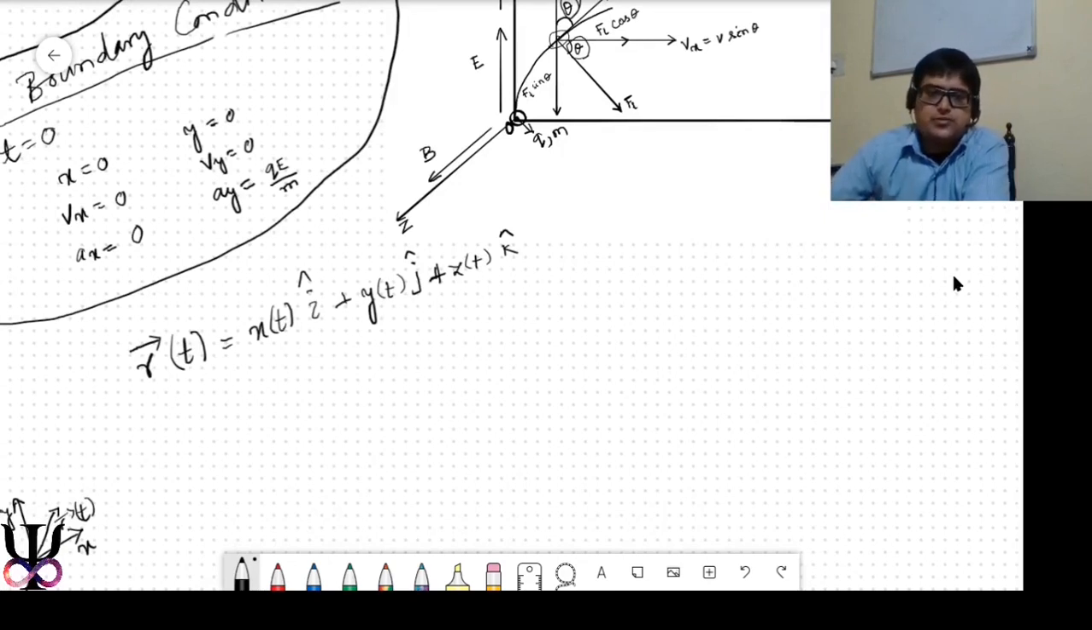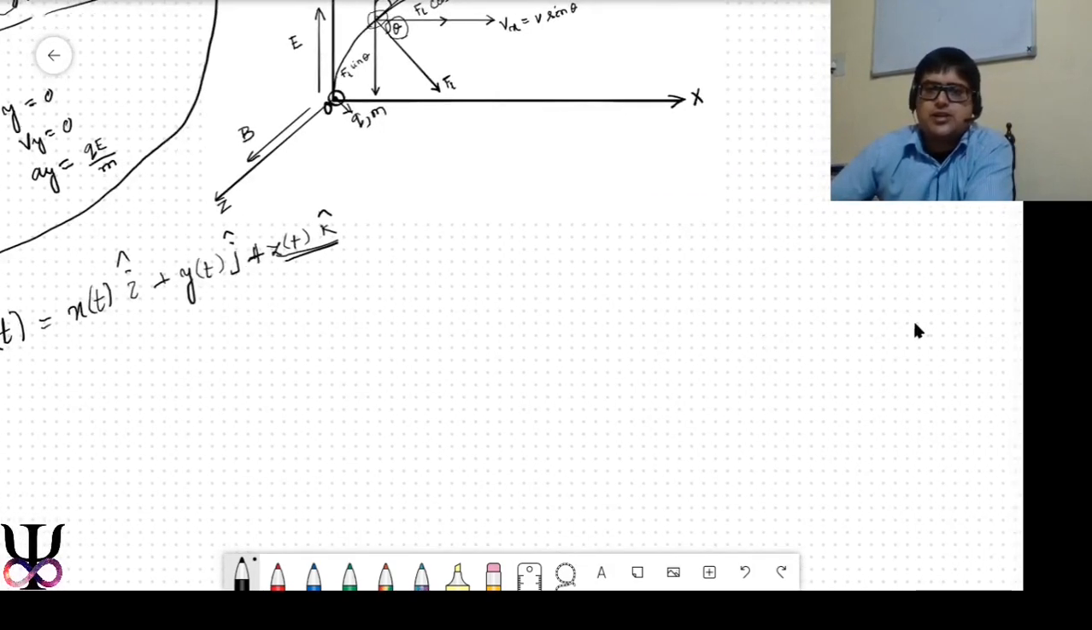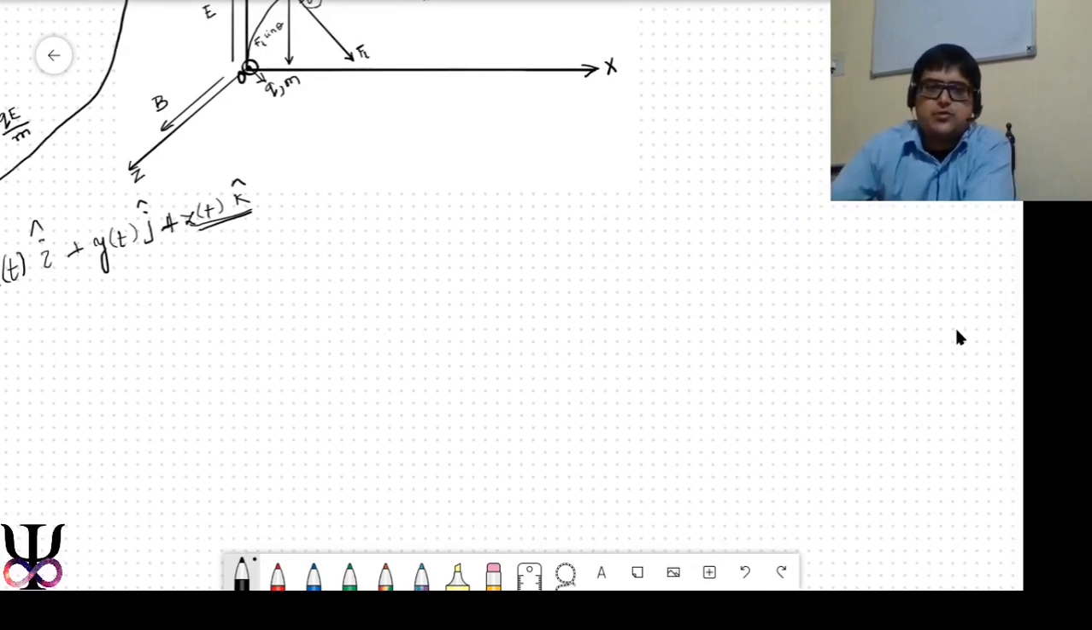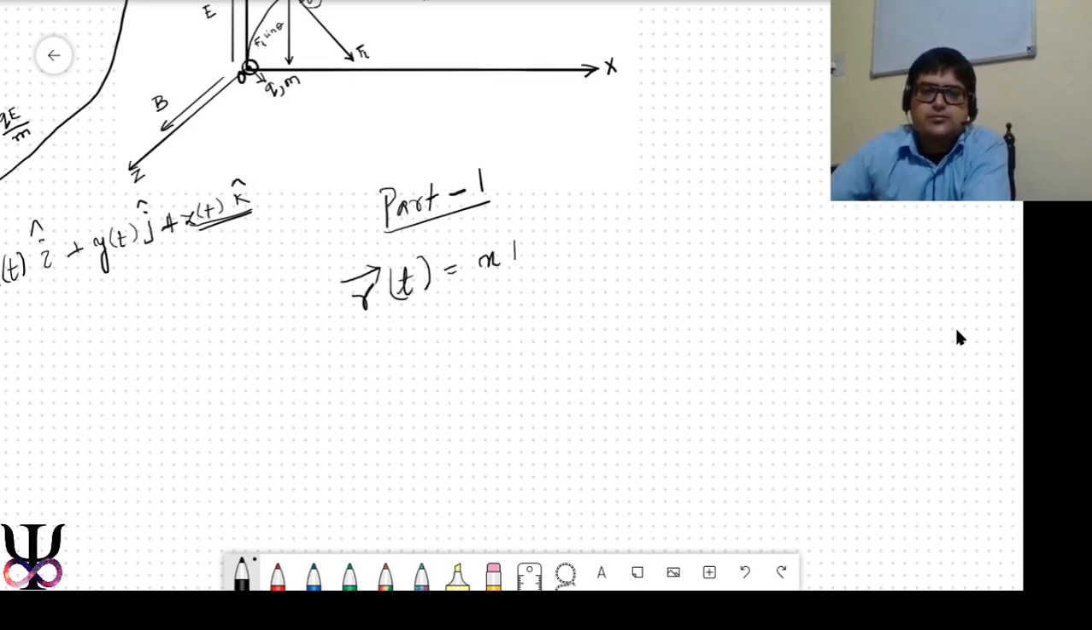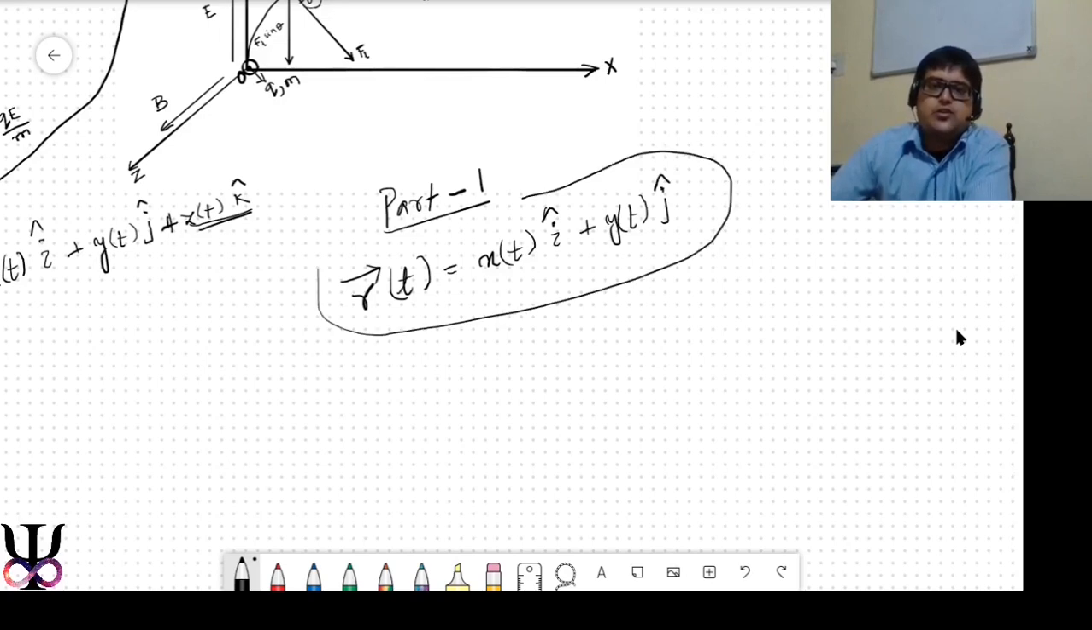So we can eliminate this particular component, and we can sum up part 1 of the question. Here is how we are going to address part 1. The position vector as a function of time is always given as x(t) i cap plus y(t) j cap, because z is 0. So that's something that we ought to find out.